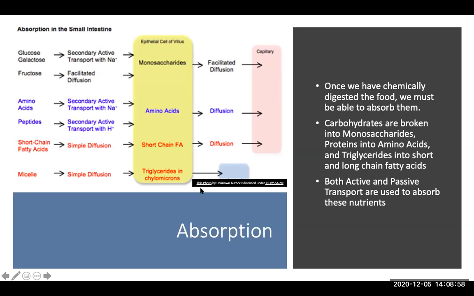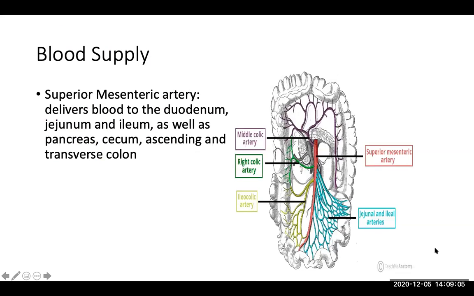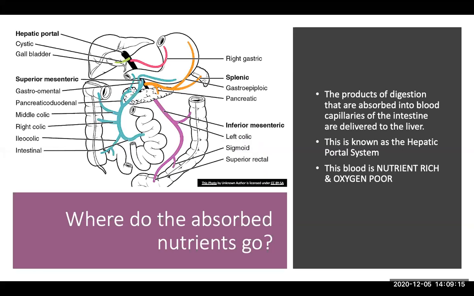The chyle stands for fat, and that is going into the lacteals. The blood supply to the small intestine is due to the superior mesenteric artery, which delivers blood to the duodenum, jejunum, ileum, as well as the pancreas, cecum, and the ascending and transverse colon.